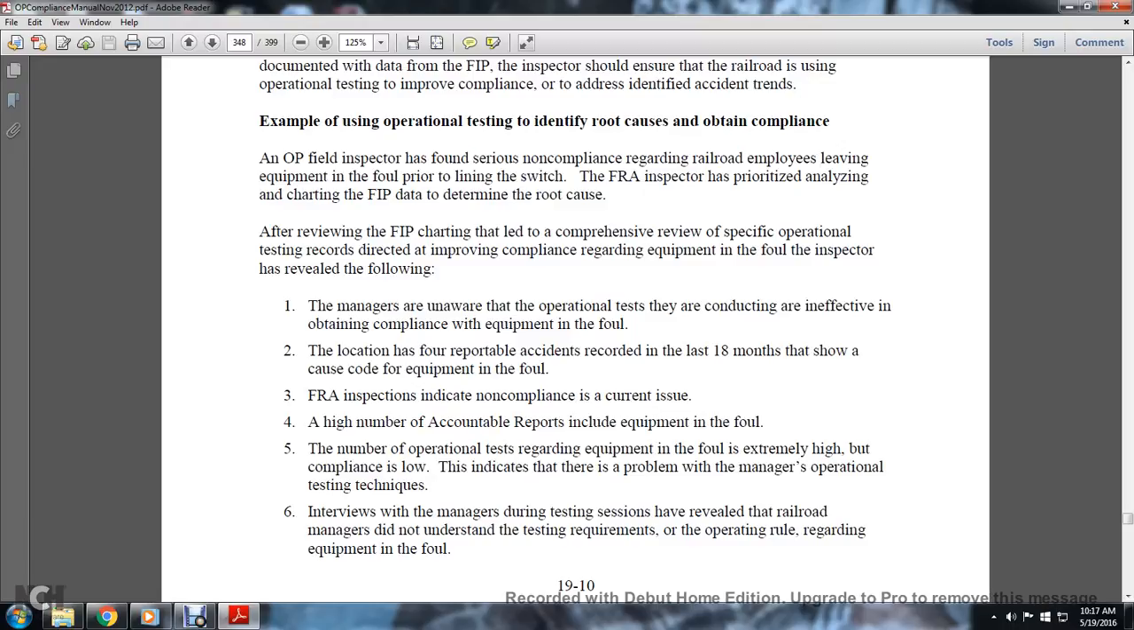A high number of the accountable records include equipment in the foul. The number of operational tests required regarding equipment in the foul is extremely high, but compliance is low. It indicates that there is a problem with the managers' operational testing techniques.